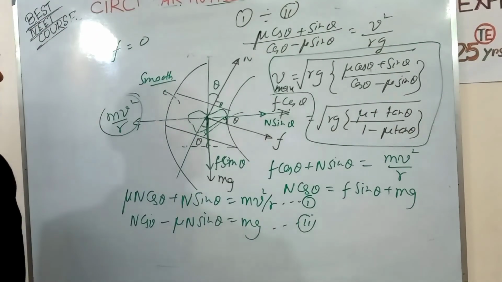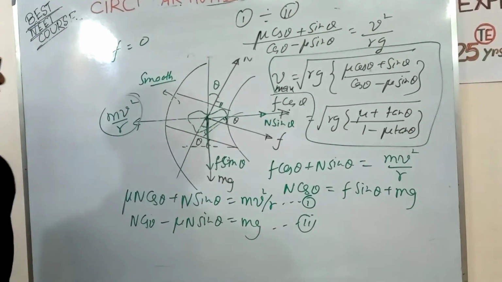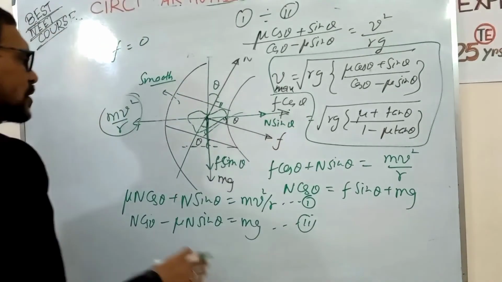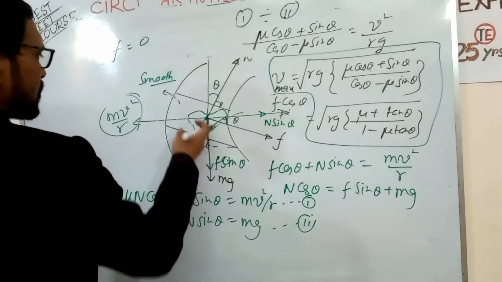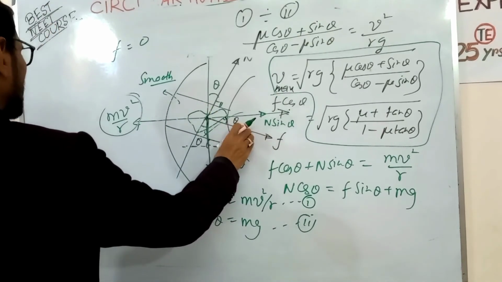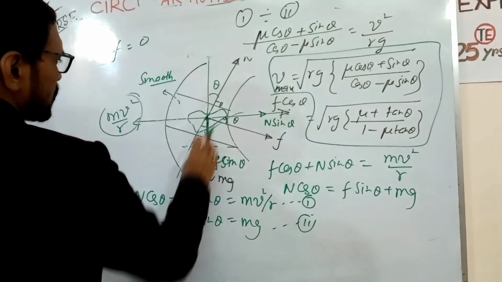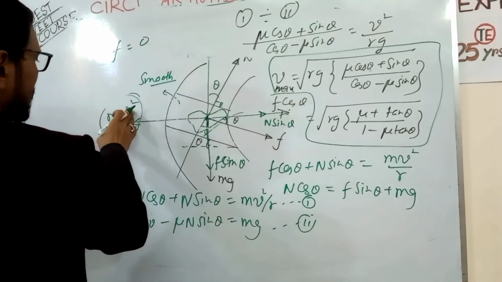Now if the friction acts upward, that is when the velocity is less, then the weight is more than this value. If the velocity is less, then the weight is less than this value.